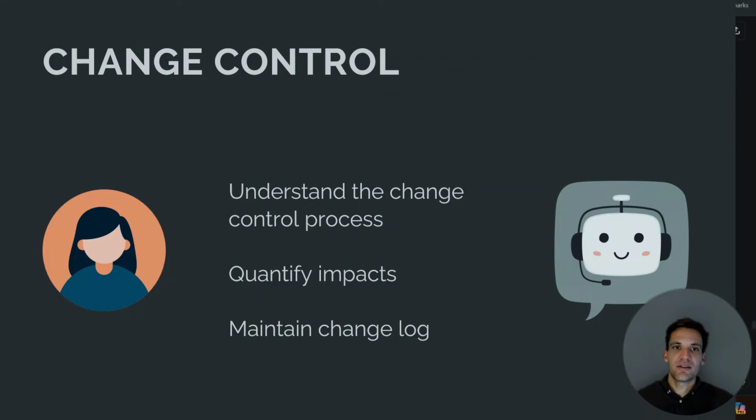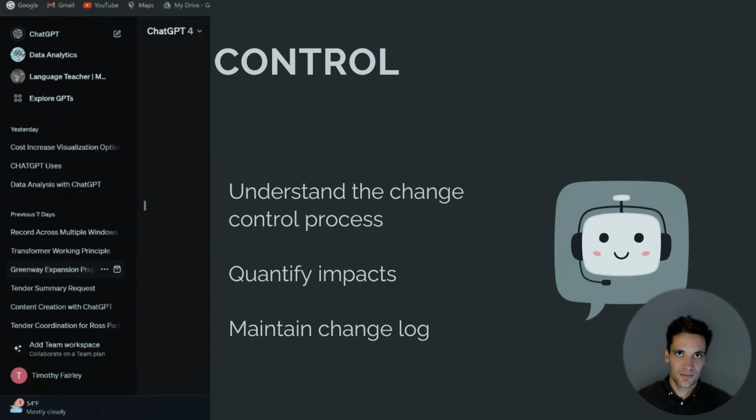What we can use ChatGPT for is change control. What's change control? It's when something in the project changes and we need to work out the impact and how to manage it. Projects always involve change. We can't perfectly plan and prepare for what's happening, and there's always risk and uncertainty that results in things changing. ChatGPT can help us to manage this process, can help us to understand the change control process, quantify the impacts, and maintain a change log.